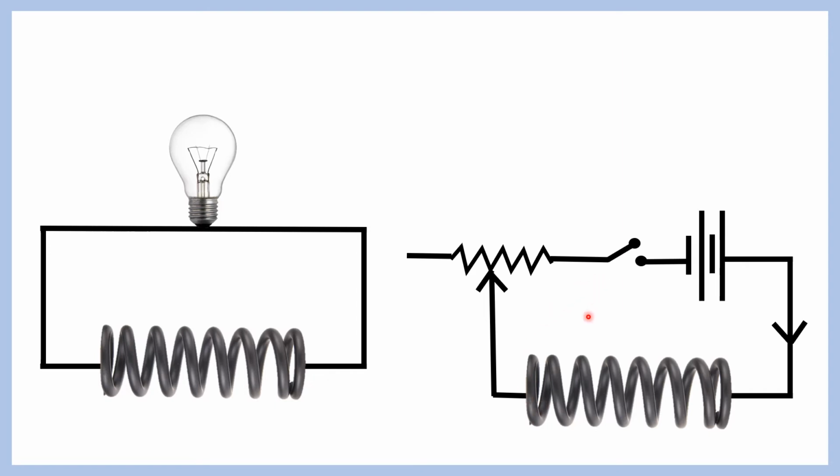Now we will see what happens when the key is closed. When the key is closed, you see the light bulb glows with the current flowing through the second coil. If I call the first coil the primary coil, and the second coil the secondary coil, this is the primary coil and this is the secondary coil.